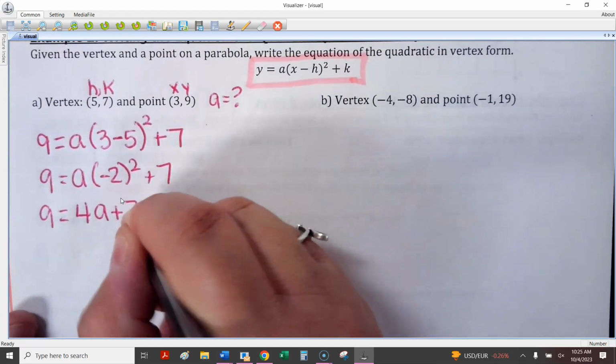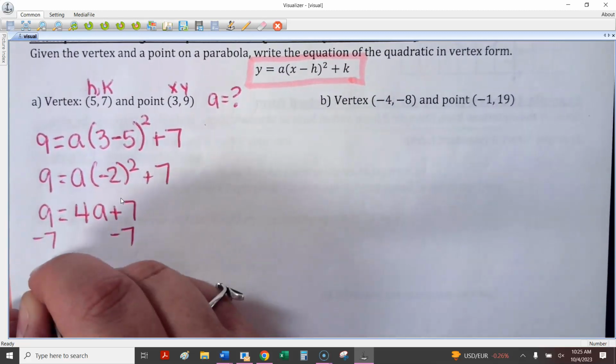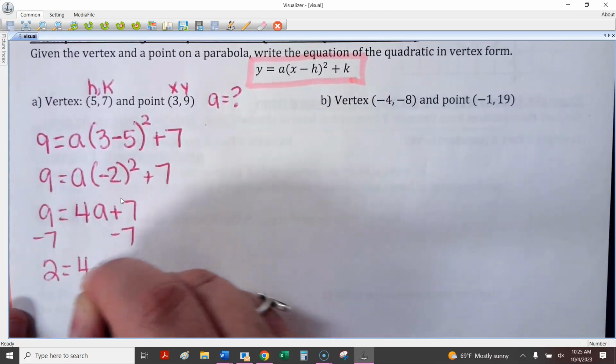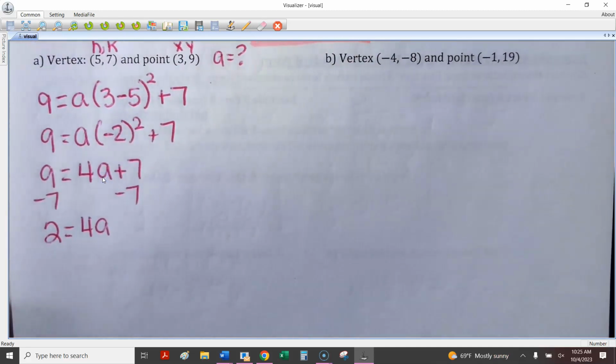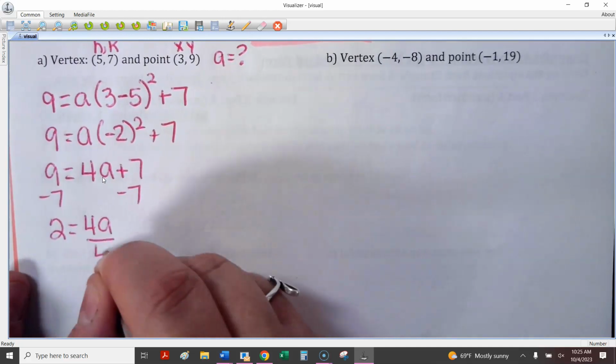Now, I know you could solve this problem in your sleep. So you're going to subtract 7. So 9 minus 7 will give you 2. Then you get 4a. Now, who thinks a is 2? No, no, no, be careful, be careful. Okay, now, you gotta be real careful with this.